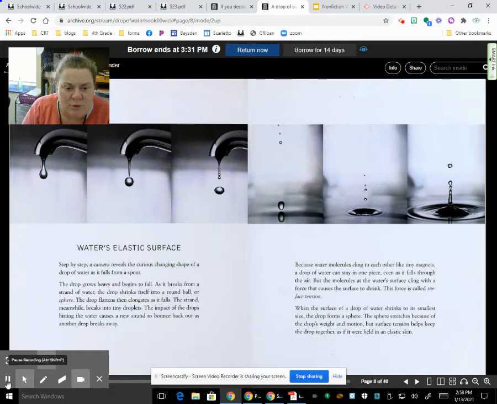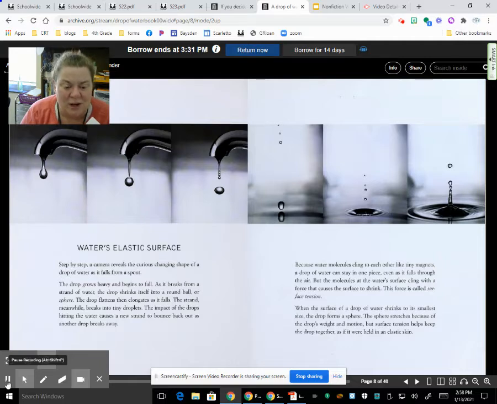Okay, so I'm looking at the visual. I see how it's connected, and that little connection is almost minimal right there. I'm pointing at the screen, but I'm hoping you're looking at the text. Then the drop flattens and elongates as it falls. Look at that. I can see it. Elongates means instead of being round like a ball, it's kind of flat. That's so cool. The drop flattens and then elongates as it falls. The strand, meanwhile, breaks into tiny droplets. I can see that too.